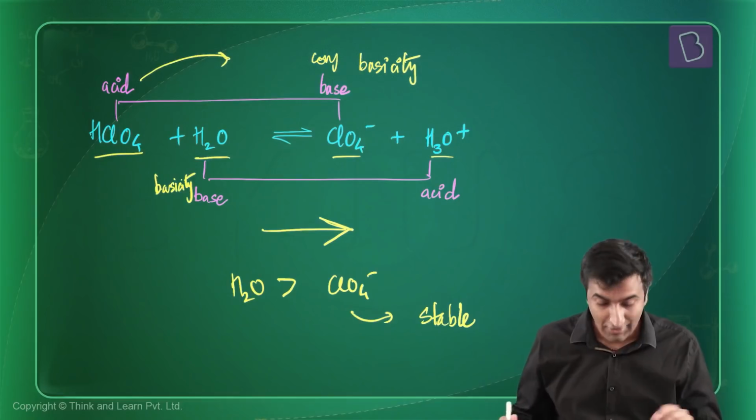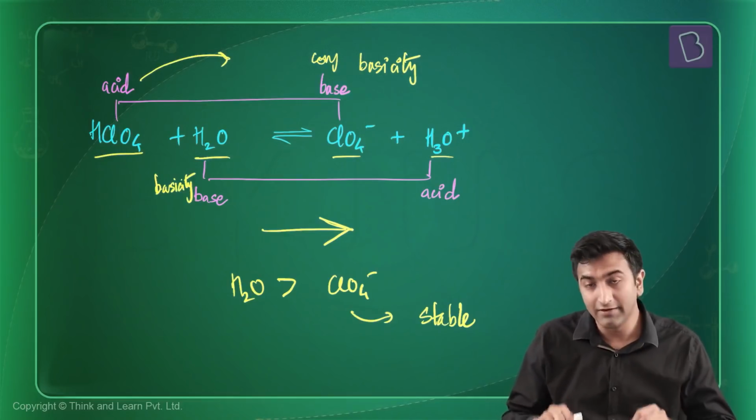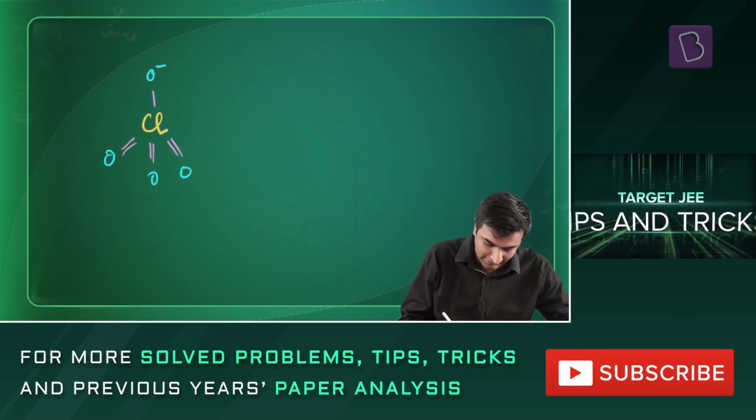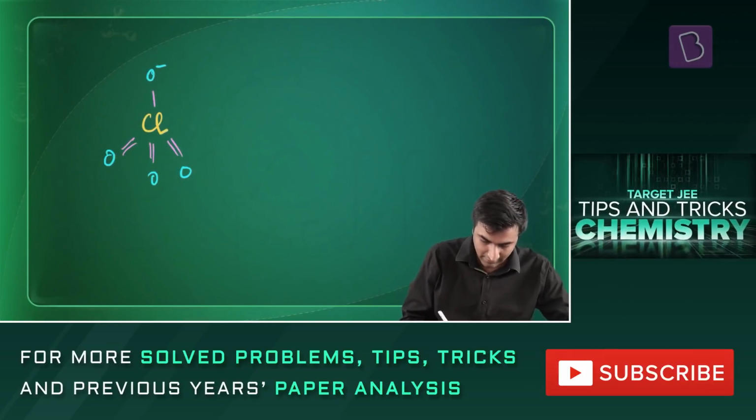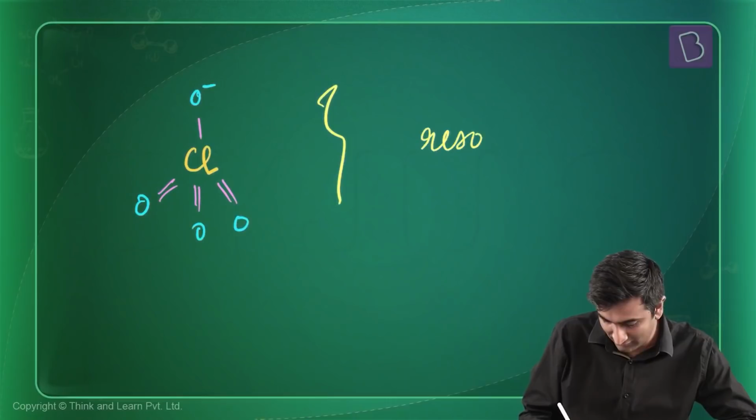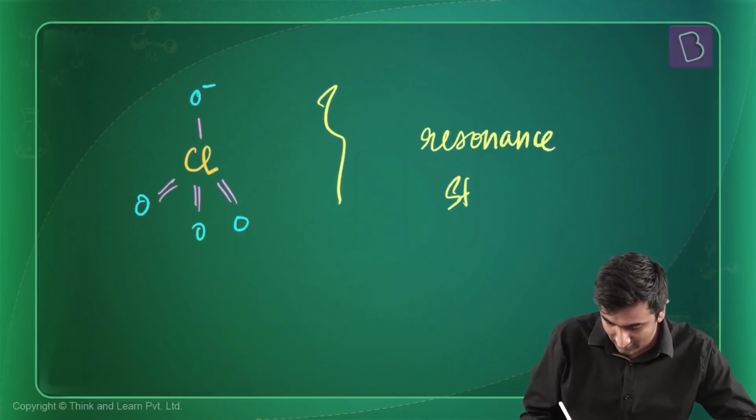And guess what? That's the next option. So the deal is, if you figure this one out, you'll also be able to figure out the next option. Look at the structure over here. This is what the ClO4 minus ion looks like. And since this is going to be resonance stabilized, oh, I messed up the spelling of resonance. Resonance stabilized. And this one's going to be correct as well.